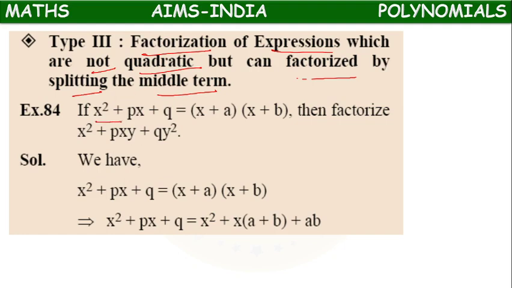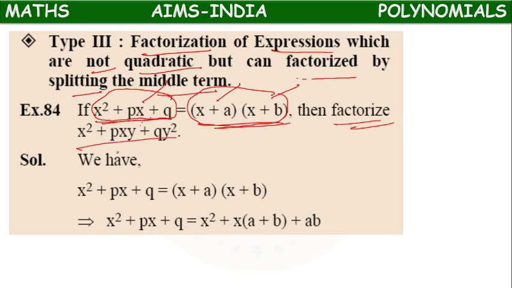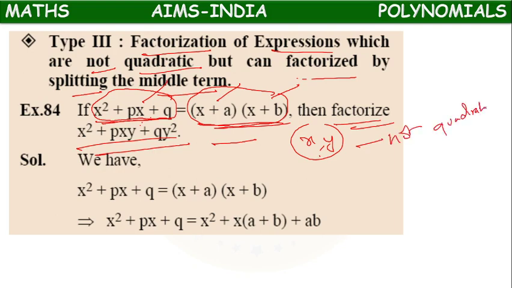Here x square plus px plus q. This is a quadratic polynomial. The factors of this quadratic polynomial they have given: x plus a, x plus b. For a quadratic polynomial, they have given 2 factors. Then they are asking another polynomial which is defined in 2 variables x and y, and which is not quadratic. We have to find its factors with the help of this quadratic polynomial.